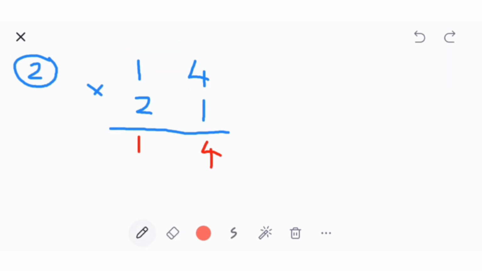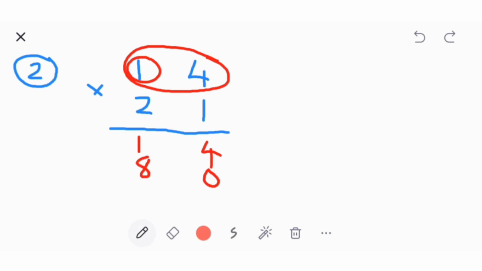Now before you use these 2 to multiply, there is something you must do first, which is to put 0 here first. Now let's use 2 to multiply. 2 has 2 friends also, and these are the 2 friends. 2 will visit each of them. 2 will visit 4 first. You do 2 times 4, which is 8. Then 2 will visit 1. You do 2 times 1.